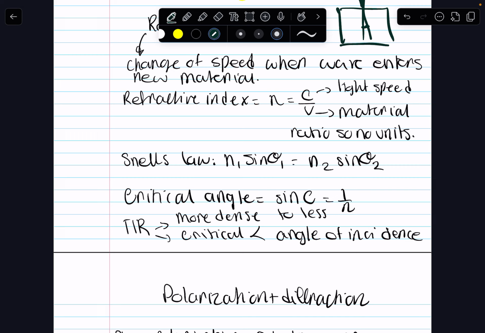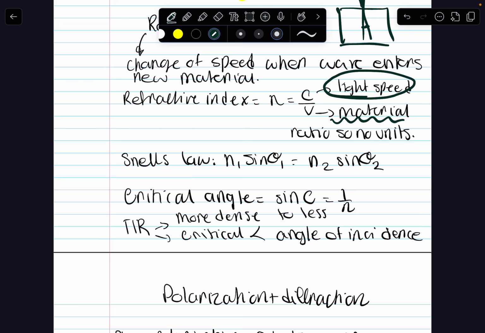That is n equals c over v, no units because it's a ratio. And then c is the speed of light. Again, this is also given in the data booklet, which is 3 times 10 to the power of 8 meters per second. And you compare it with the material you have.